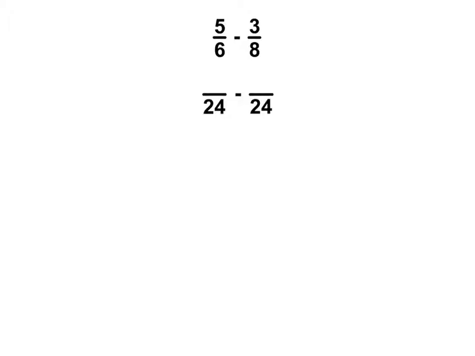Now I'm not saying you have to do it this way, but it will save you a step. So if I turn them both into 24ths, I multiply by 4 there, so 5 times 4 is 20. I multiply that one by 3, and so 3 times 3 is going to give me 9. And so then I'm doing 20 minus 9.